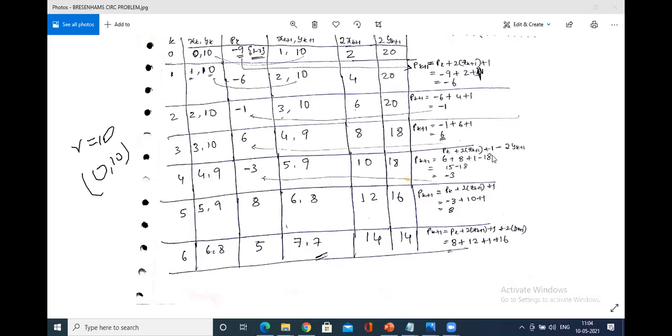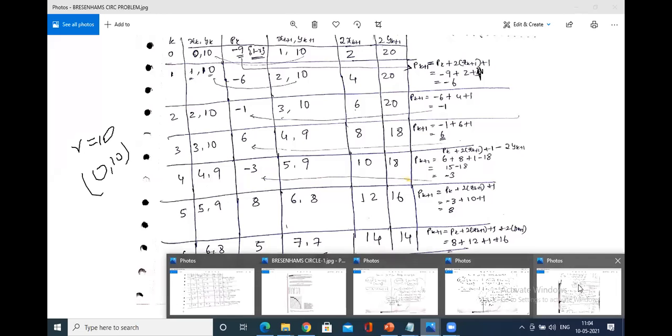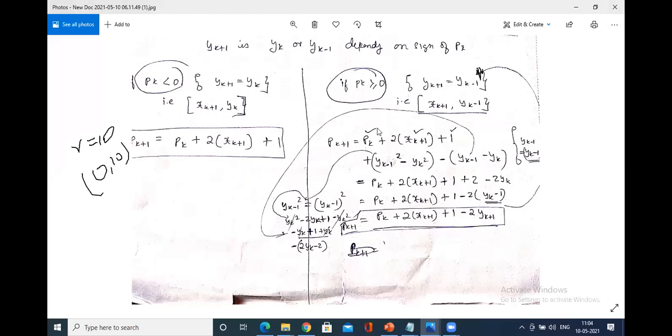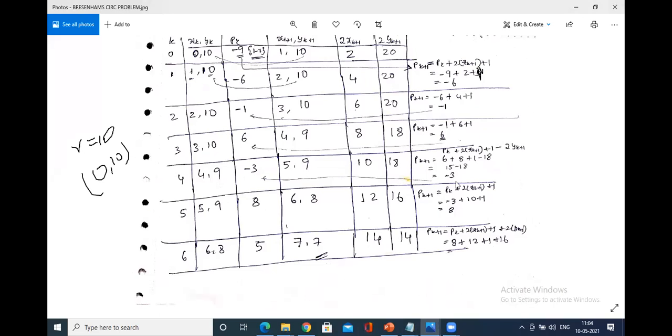See, this is the formula when pk is greater than 0. So pk plus 2 into xk plus 1 plus 1 minus 2 yk plus 1. Remember, I'm just using this formula for your understanding. If it is greater than or equal to 0, this is the formula I'm using. If it is less than 0, I'm using this formula. Fine. So it has been evaluated.